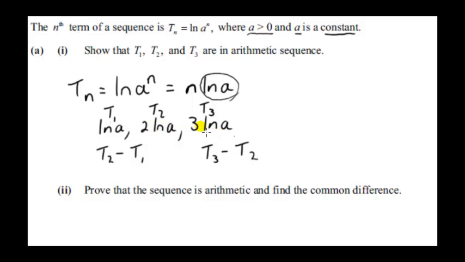Now, to show that these 3 terms are in arithmetic sequence, we need to take the second term and subtract the first term, see what that result is, and then take the third term and subtract the second term, and hopefully these two results are the same. And that's very easy to see here. t2 minus t1 is 2 ln of a minus 1 ln of a. Well, that's just 1 ln of a. And over here, t3 minus t2 is 3 ln of a minus 2 ln of a. That's just 1 ln of a. So we can see that the difference between these two terms is the same as the difference between the next two terms. So that tells us that the first 3 terms are in arithmetic sequence.